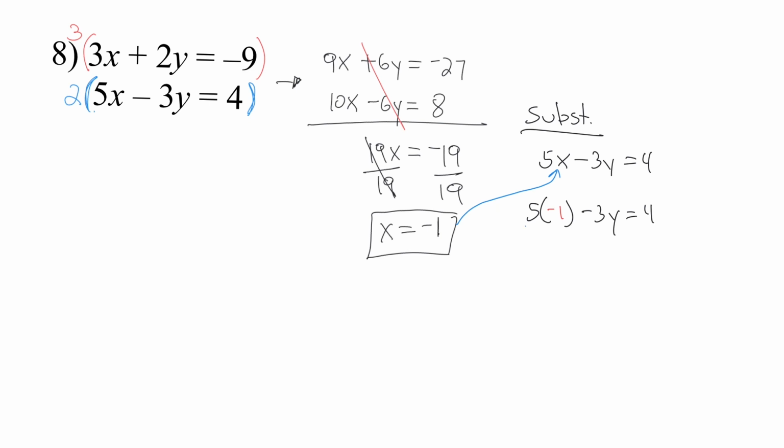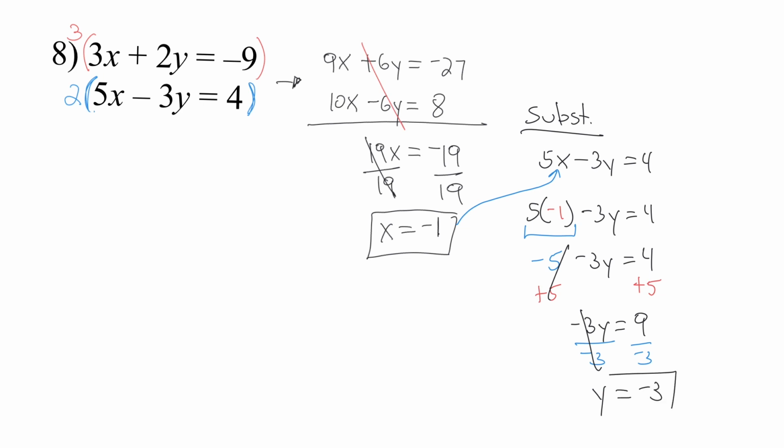So I'm going to multiply the 5 and the negative 1. That's negative 5 minus 3y. And you bring down that equals 4. Now you add 5 to both sides. So I'm adding. So negative 3y equals 9. And the last step, you divide by negative 3. So y equals negative 3. That is the y value. You divide. 9 divided by negative 3 is negative 3.